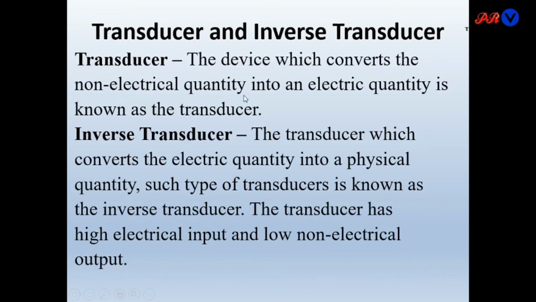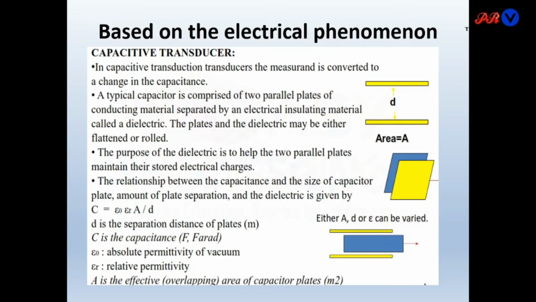Transducers and inverse transducers. The next classification is transducers, the device which converts a non-electrical quantity into an electrical quantity, while an inverse transducer converts an electrical quantity into a non-electrical quantity. So this is the difference between a transducer and an inverse transducer.